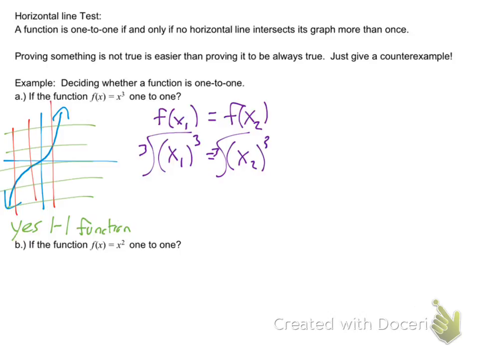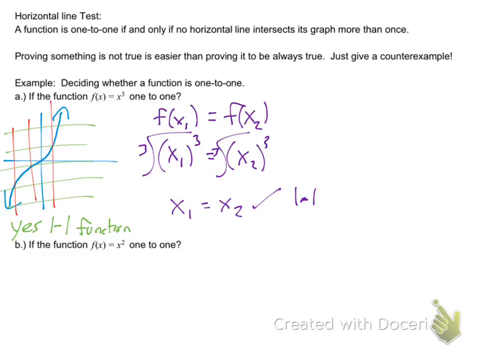If I take the cube root of anything, I get an answer always, right? Just one answer. The answer happens to be x1 is equal to x2. Check, therefore, 1-to-1, yeah? It's a 1-to-1 function. x1 is equal to x2, which is what we said has to be true.